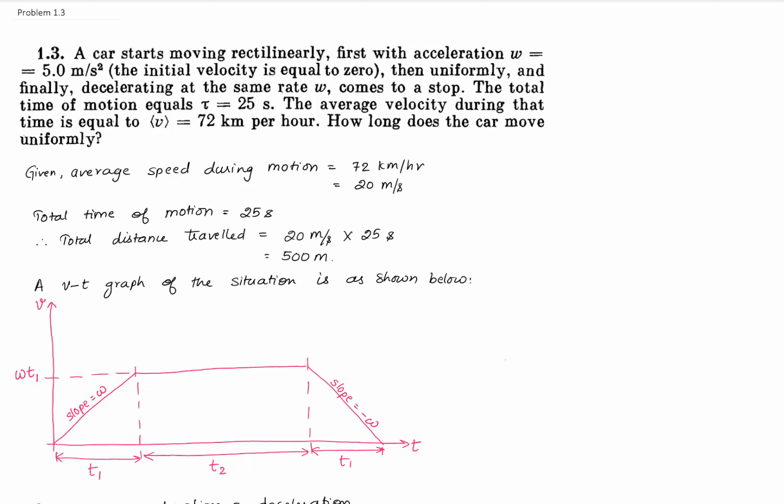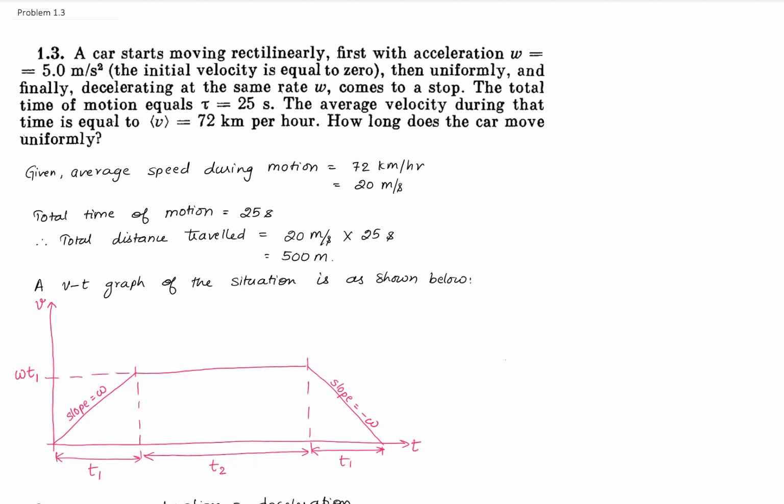This problem is about a car that starts from rest, then it accelerates, travels with a constant velocity and then finally decelerates to again stop. They have provided us with some values. They have given us the values of acceleration and of course then the deceleration, the total amount of time for which the car travels and its average velocity during that entire motion. And they're asking us to find out for how long does the car move uniformly.